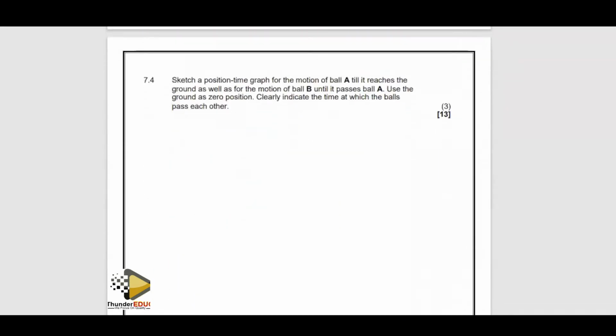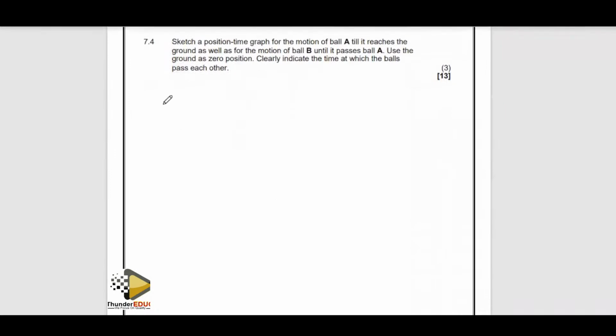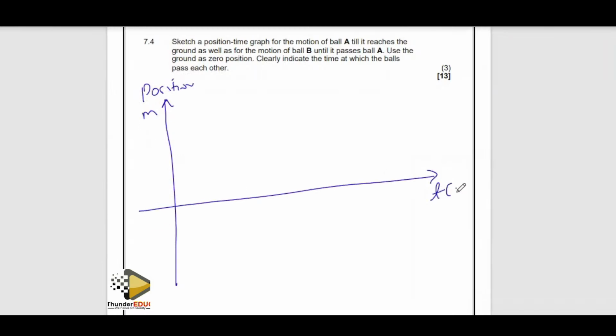Okay, then they want position time. Oh Lord, these people have position time. So this is position in meters, and then we're saying this is the time in seconds.